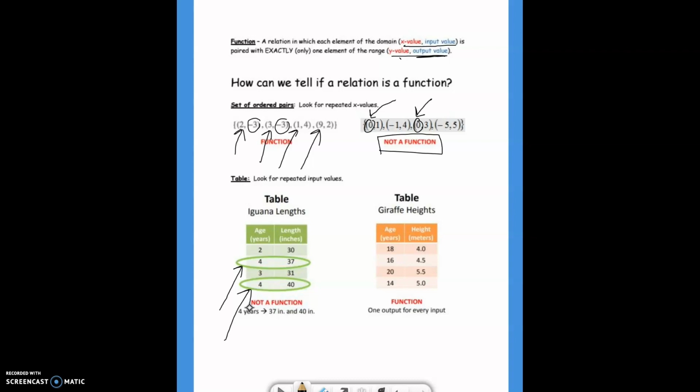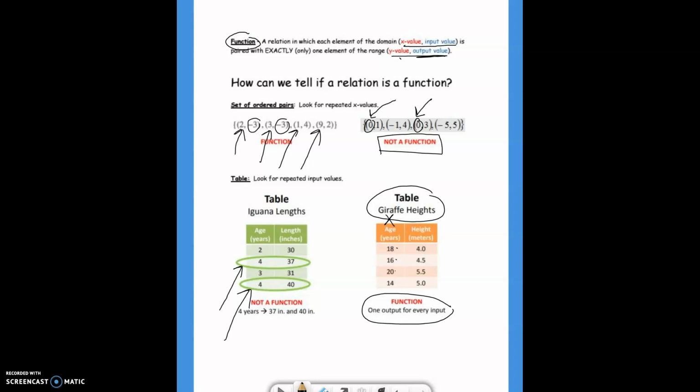However, in the next table of the giraffe heights, you'll notice that none of the inputs, or the x values, the age, repeat. They all have 18, 16, 20. They're all different. So one output for every input would be a function. Now these are still all what we call relations, because a relation is just an input and an output. And a function, again, is just a special type of relation.